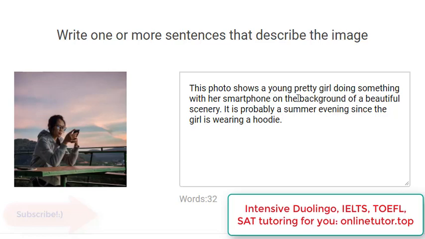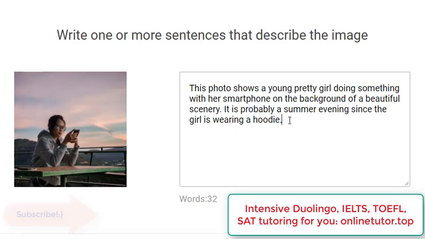This photo shows a young pretty girl doing something with her smartphone on the background of a beautiful scenery. Doing something, yes, she's reading or looking at, yes, she's browsing probably the internet. It's up to you what to write. Yes, I have forgotten about this rail. Oh my god. But let it be.